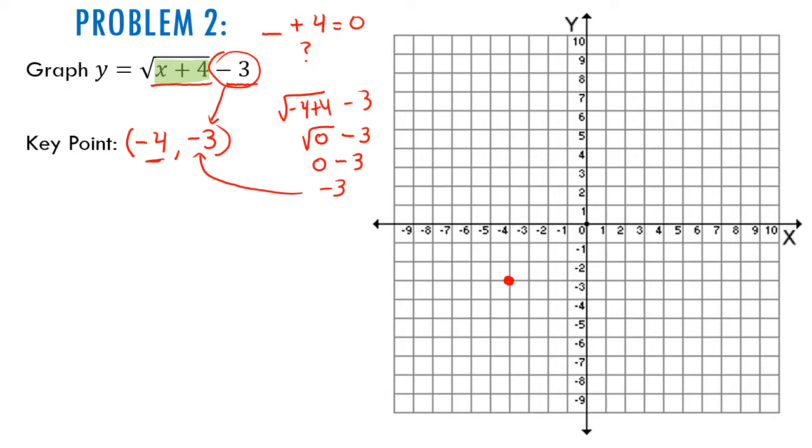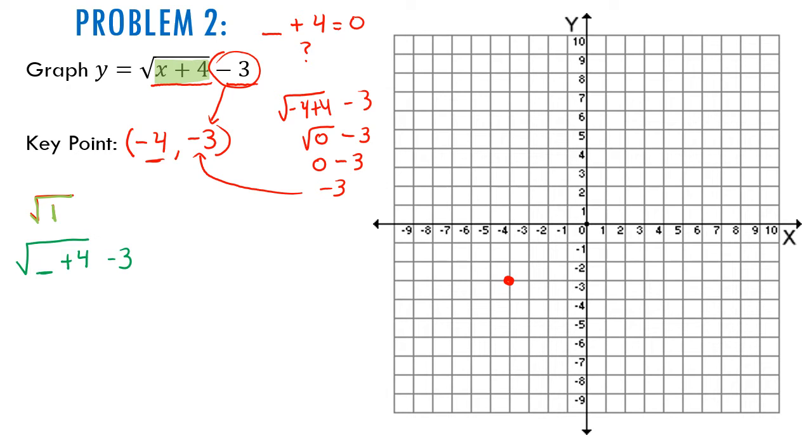But the next thing I want to try to figure out is I want to create a square root of 1. I want to create a square root of 1. So I go back to my problem and I ask myself, okay, what number plus 4 would equal 1?